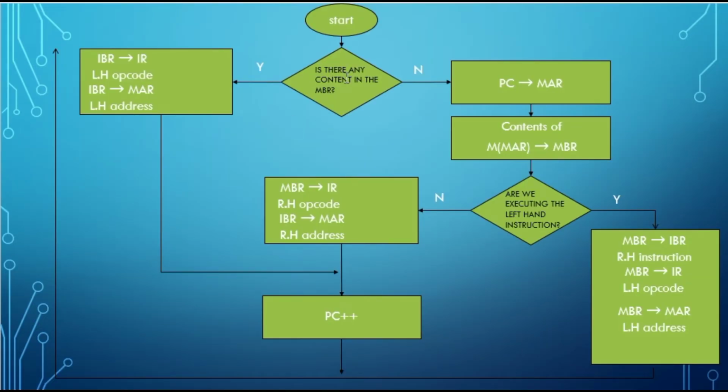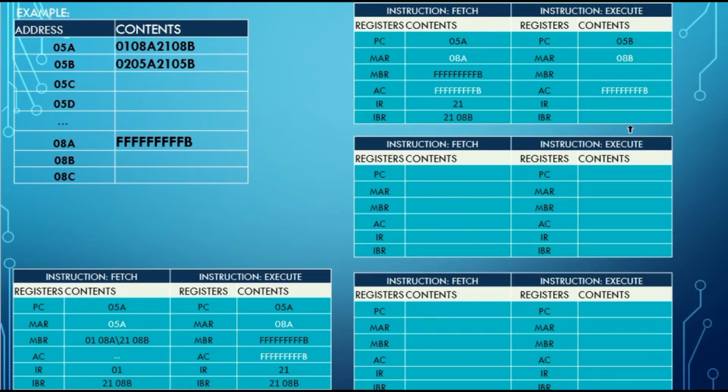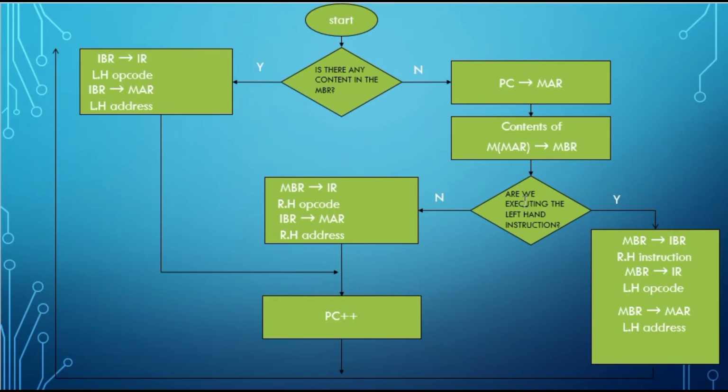So let's go. Is there any content in the memory buffer register? No, there isn't. Because we already have a value in our memory address register, we're just going to ignore this, and we're going to say the contents of the memory address register is going to equal the contents of the memory buffer register. So whatever is in 08B is going to be placed here. So 08B is just going to have 8B because there's nothing in 08B, so we just put that there. And then we look at this.